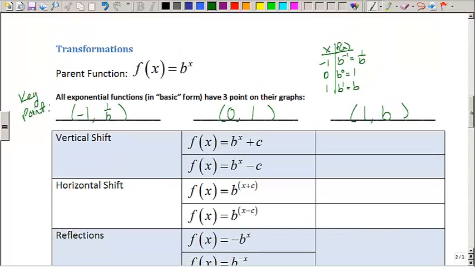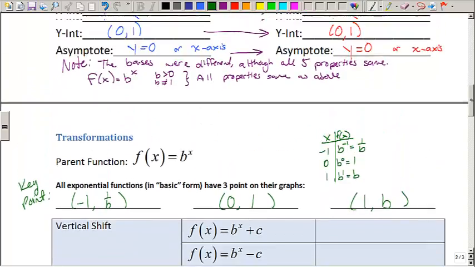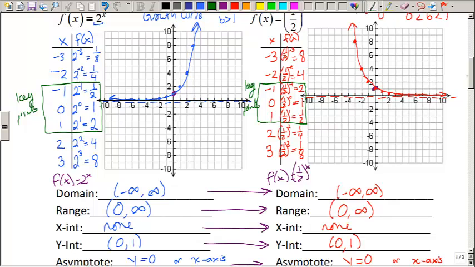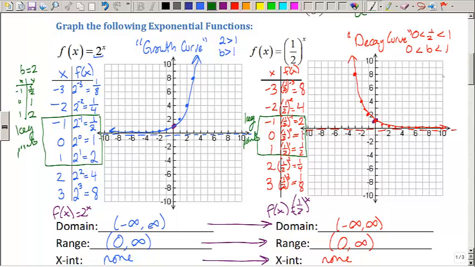Let's take a look and make sure that that worked on our past 2 problems. On f of x equals 2 to the x, my b was 2. So the 3 points that I should have are -1, 1 over b, which is 1 over 2. 0, 1 is always a point, and 1, 2. Were those my 3 key points? Well, yes, they were. Let's look at the red function.